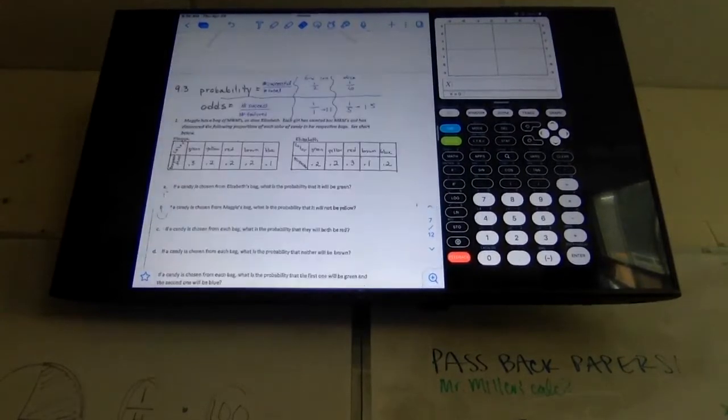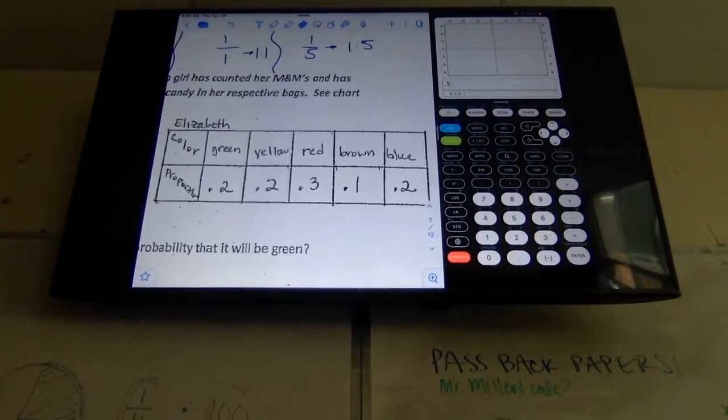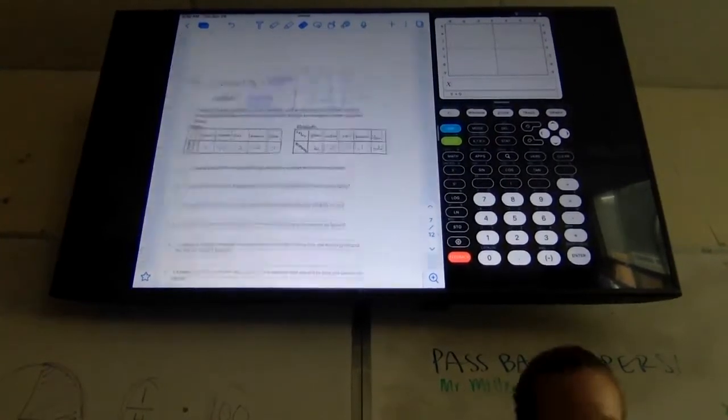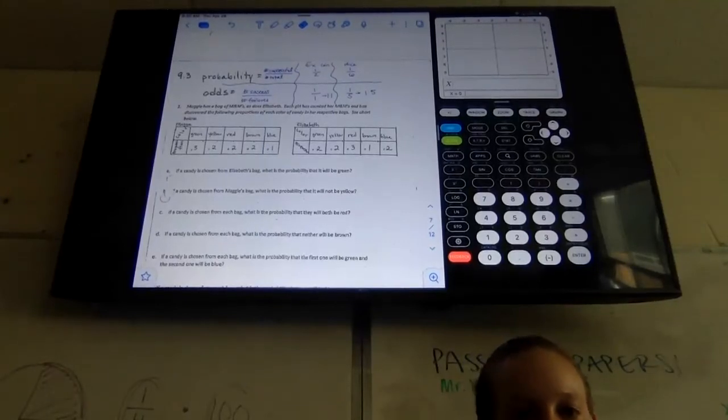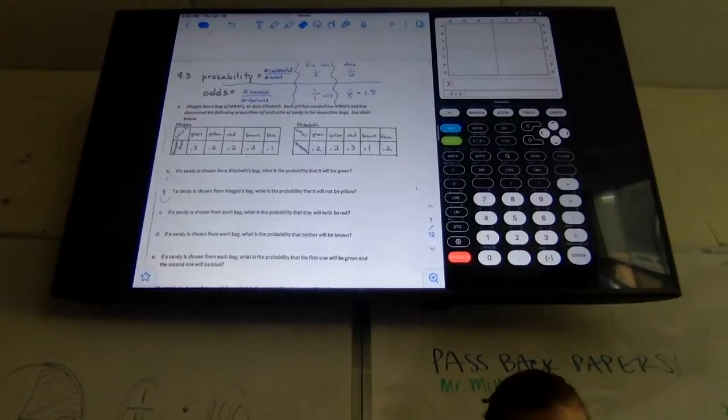Elizabeth has the same concept, but she has slightly different ratios. So 0.2 for green, 0.2 for yellow, 0.3 for red, 0.1 for brown, and 0.2 for blue. So we are going to use this chart and we're going to answer all of the following questions. So letter A, it says, if a candy is chosen from Elizabeth's bag, what's the probability it will be green?